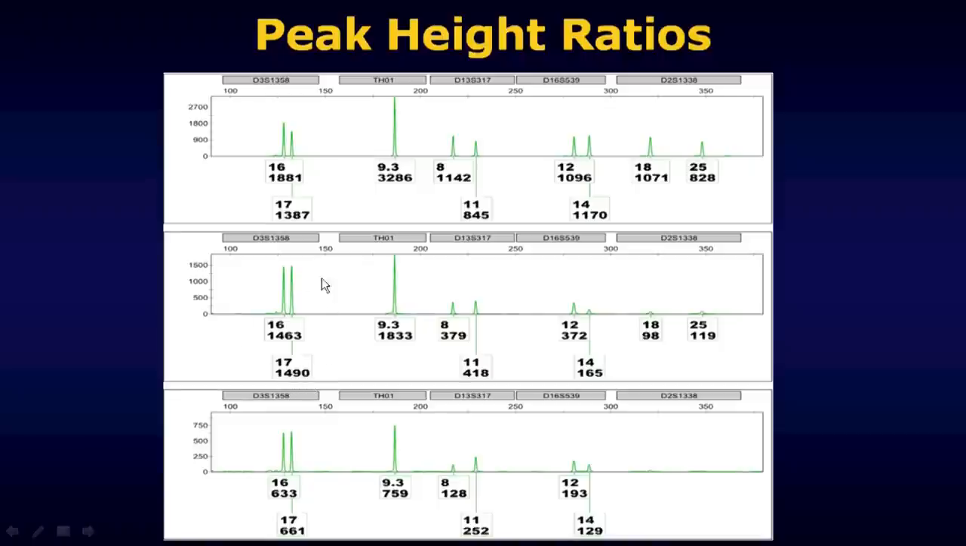Right? So that's what we're seeing when we look at this particular locus, and that's probably what we would expect to see if we were talking about a reference sample. And again, that is what we're talking about for this particular electropherogram.